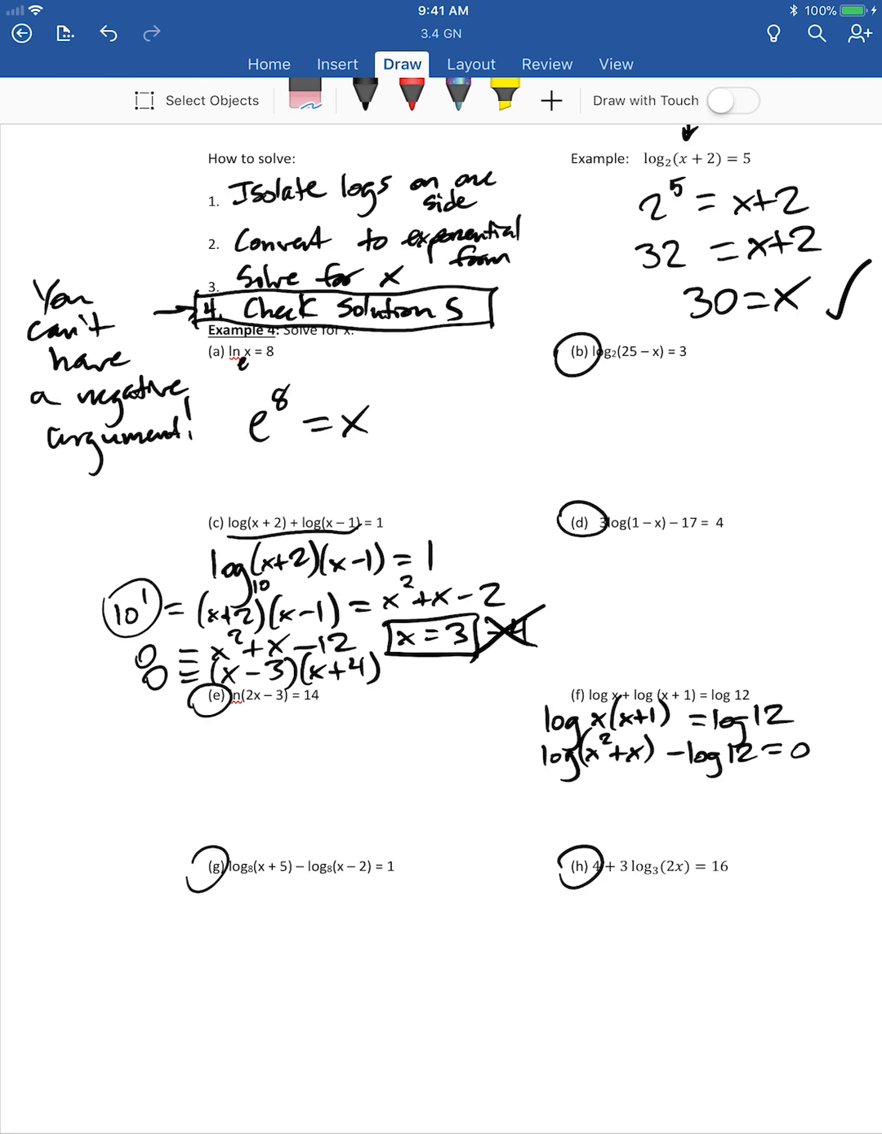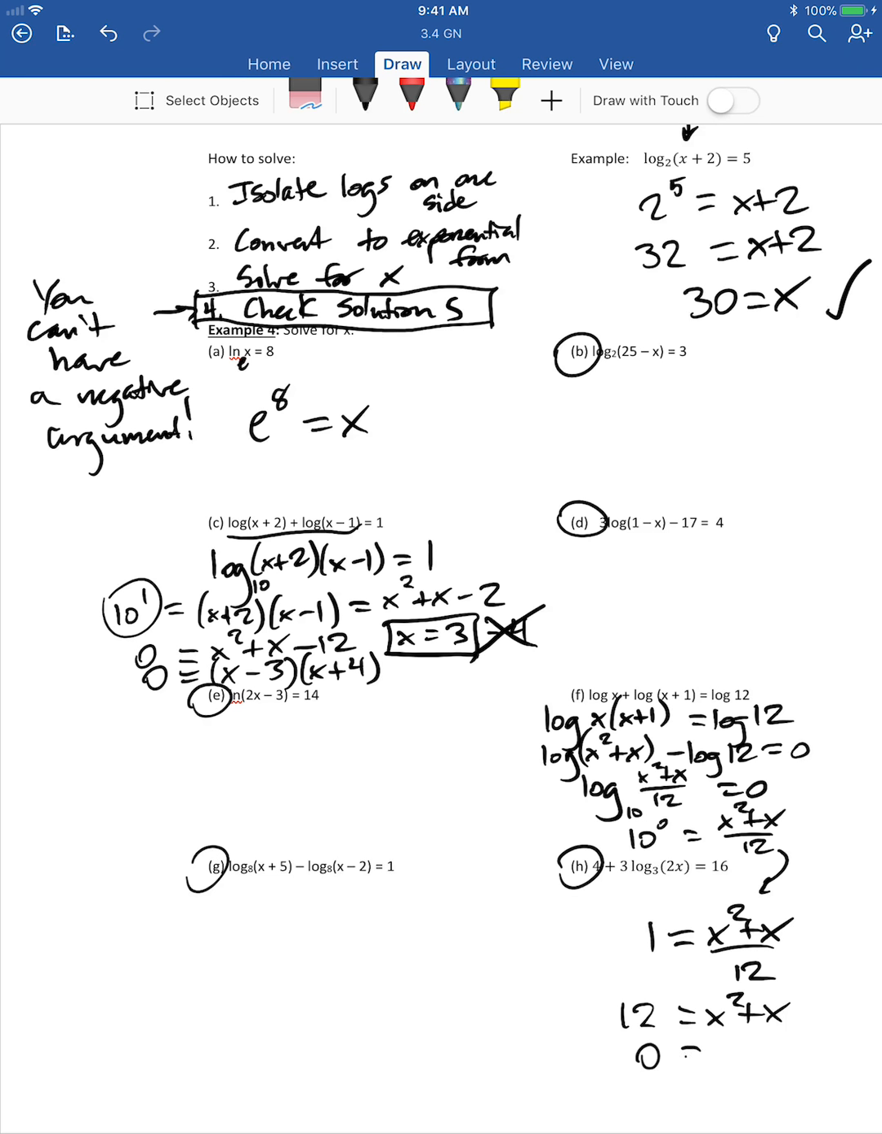Subtracting logs, I can condense this again and turn it into division. The log of x squared plus x over 12 equals 0. I have an invisible 10 here as my base. So I can write this as 10 to the 0 power equals x squared plus x over 12. 10 to the 0 power is 1. Multiply both sides by 12. Subtract 12 from both sides.